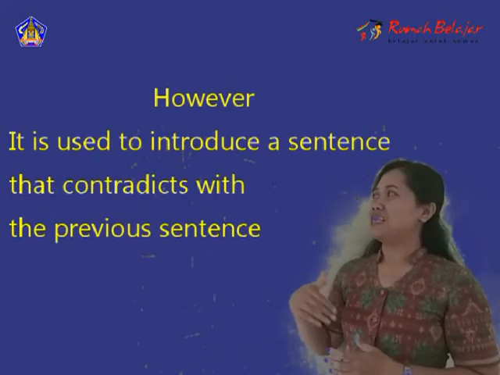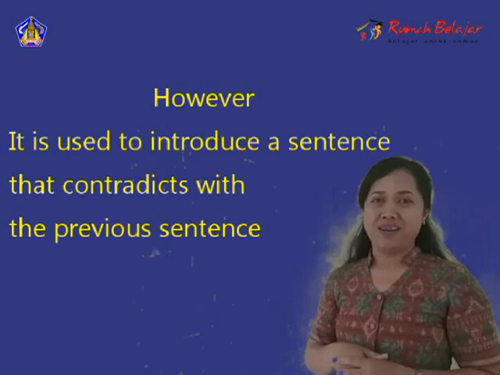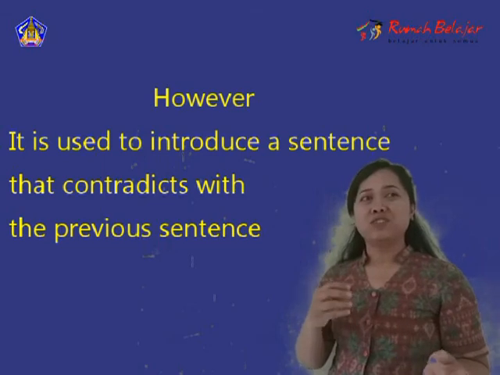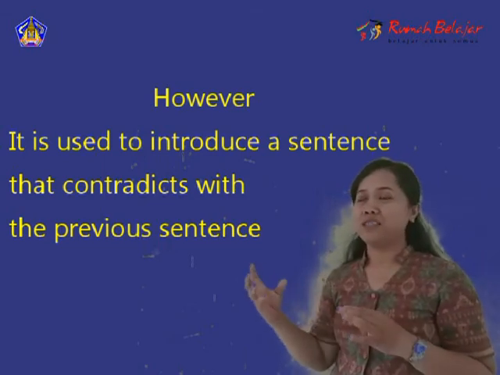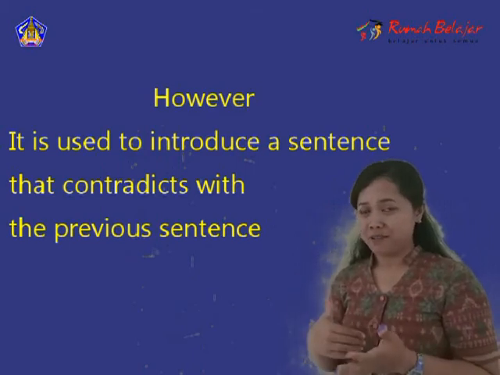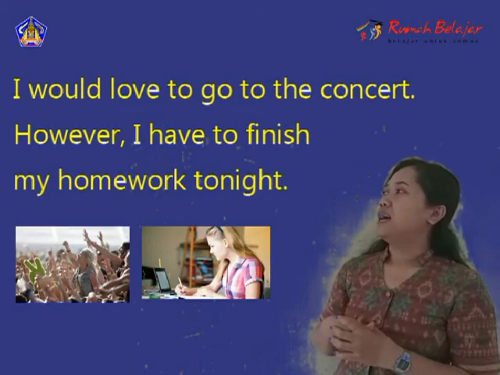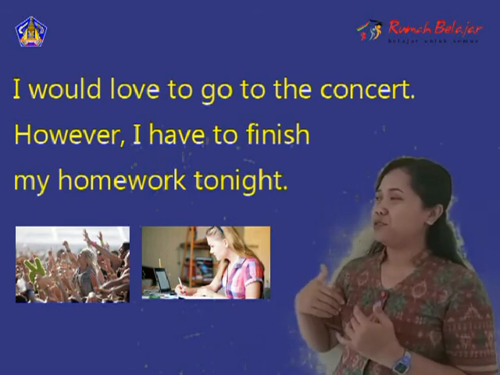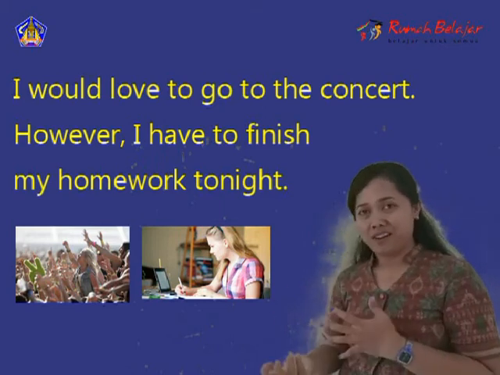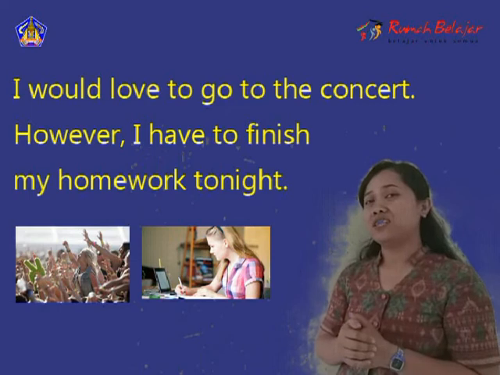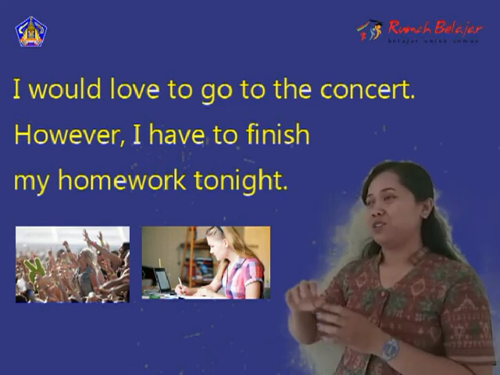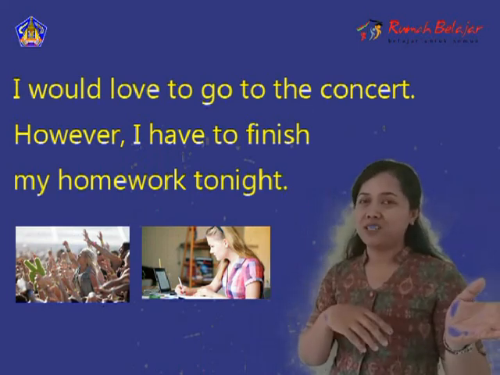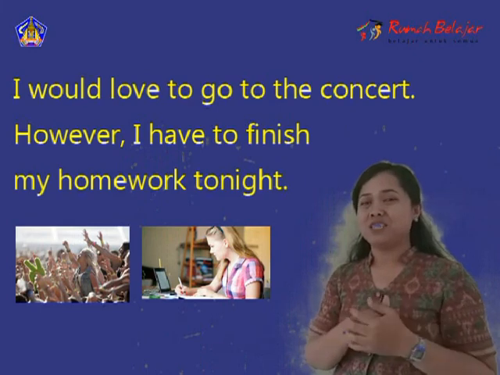The next one is the use of however. However is used to introduce a sentence that contradicts the previous sentence. For example, look at the sentence here. I would love to go to the concert. However, I have to finish my homework tonight. So on one side, he wants to go to the concert, but the contradicting situation is he has to finish his homework tonight.